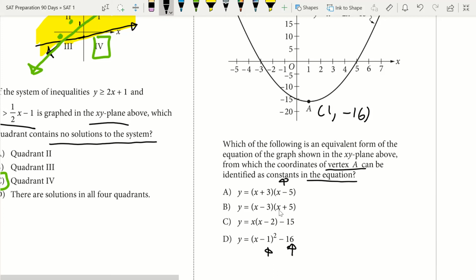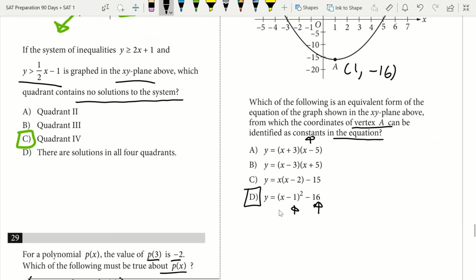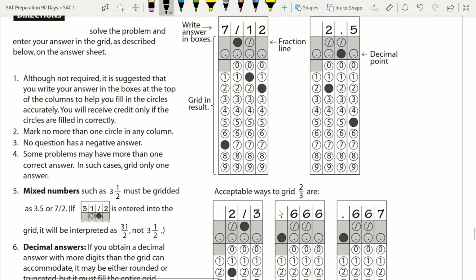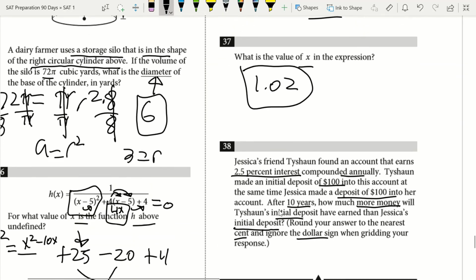No other place do I have a -16 as a constant, or a 1 as a constant. So my answer is going to have to be D. That one right there is pretty simple as well. All right, so at that point it looks like we've answered all of our questions. So there's really nothing that we had any problems with.